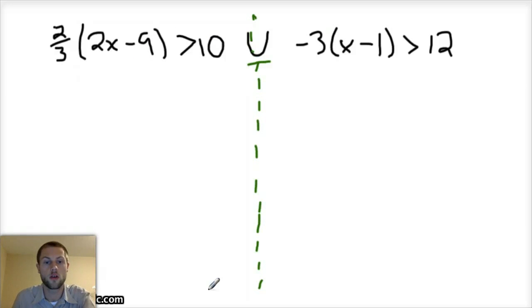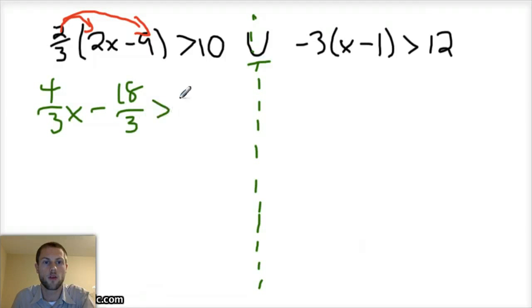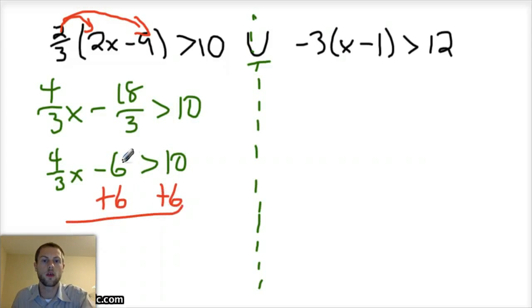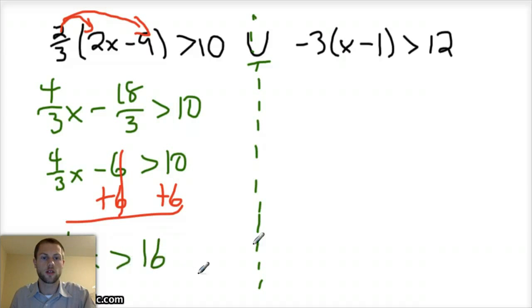The first thing I'm going to want to do is distribute this 2/3. I'm going to follow my rules of algebra and get 4/3 x minus 18/3 is greater than 10. Now this 18/3 reduces to 6, so that's nice. So I'm going to keep my 4/3 x minus 6 is greater than 10. Next step will be to add 6 to both sides. So this 6 will go away, and I'm going to come out with 4/3 x is greater than 16.